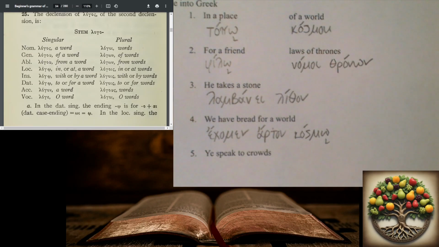Ye speak to crowds. Second person plural ete for legete, and the word for crowds is plural, and we're going to put it in the plural dative. Legete oxlois.